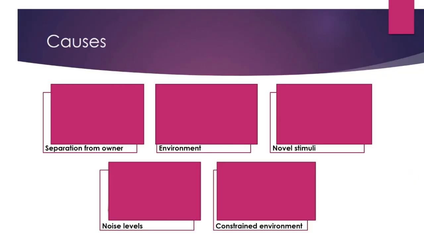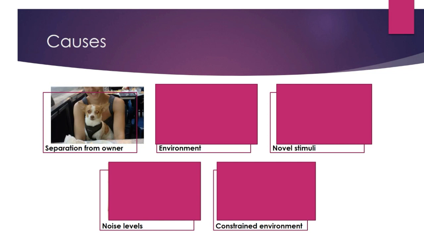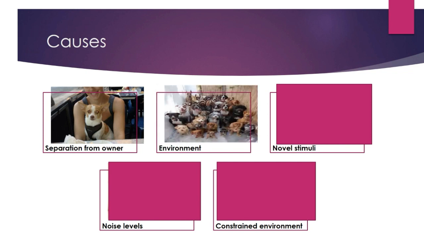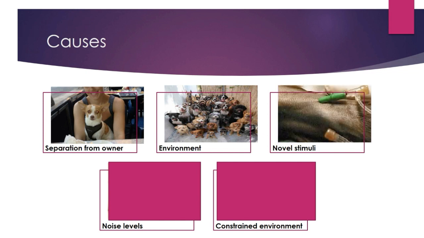So what are some of the causes? We have separation from owner, number one. That's going to make a lot of patients very anxious. Their environment, so we take them from being happy in their home and putting them in a hospital where they are surrounded by a ton of unfamiliar animals. All this new stimuli, all of a sudden. For us, it's super routine to place IV catheters, up to 10 to 20 a day. For that animal, that could be the first time they've ever experienced that.